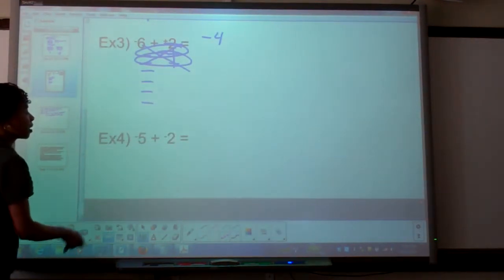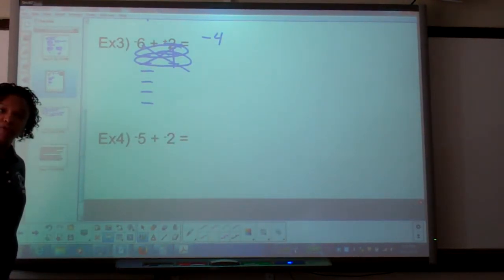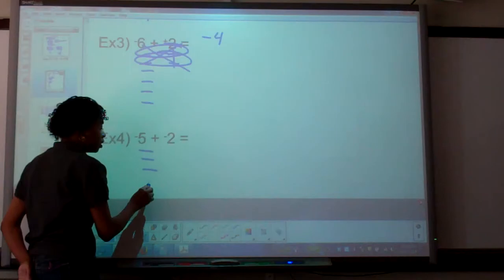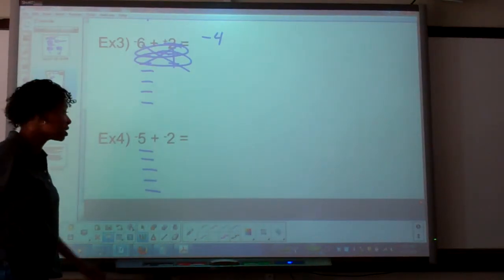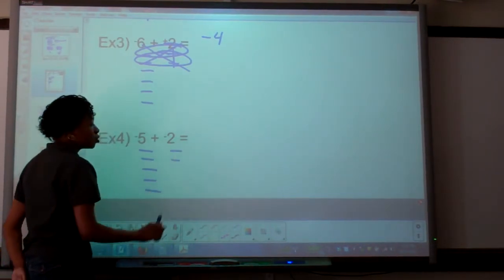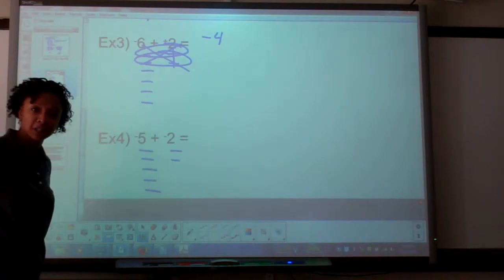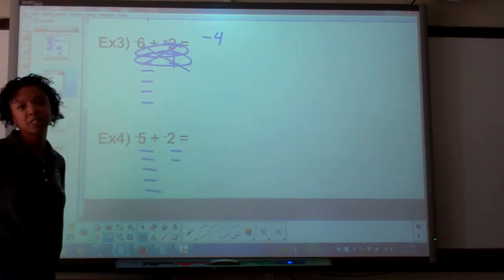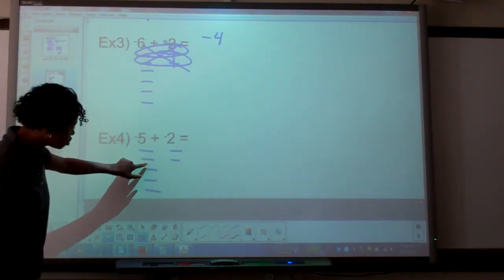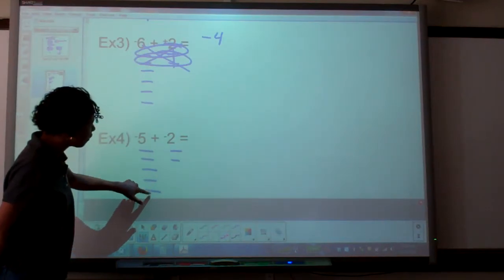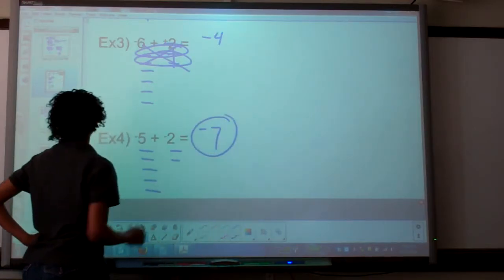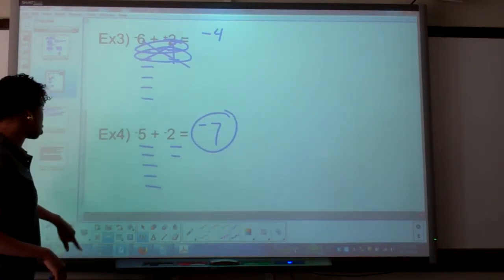Example number 4. Negative 5 plus a negative 2. First rule, represent the first number. There are 1, 2, 3, 4, 5 negatives. The second rule says to add the second number. We're going to add on 2 negatives. 1, 2. The third and final rule says make sure everything is in the same charge. In this case, everything's in the same charge, so there's no zero pairs to get rid of. So that means that we have 1, 2, 3, 4, 5, 6, 7 negatives. So negative 5 plus negative 2 is a negative 7. Our final answer is in the same charge.